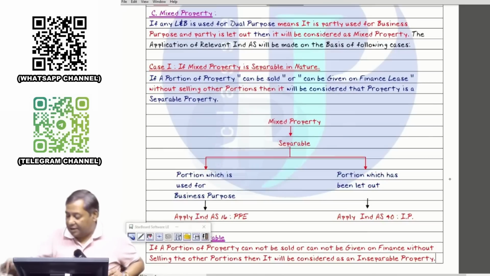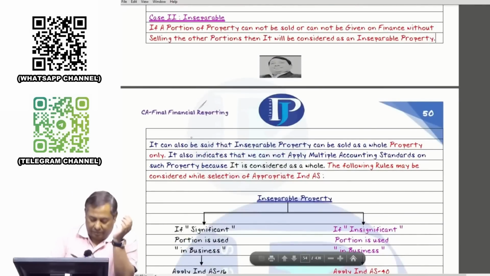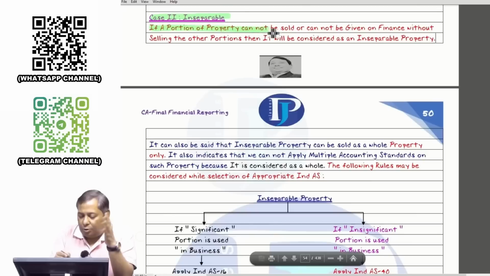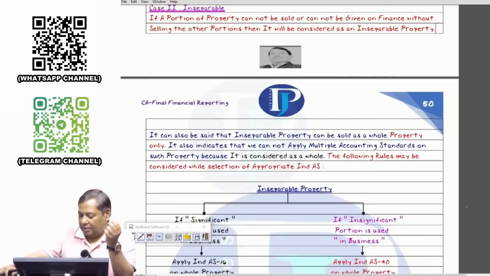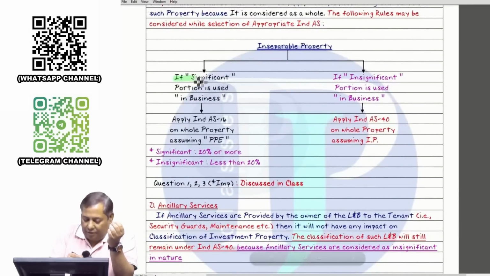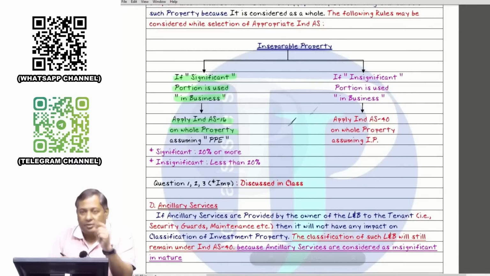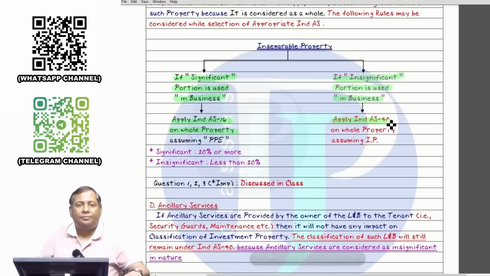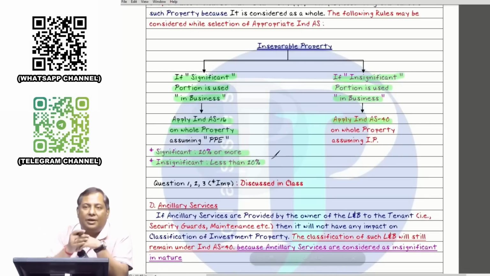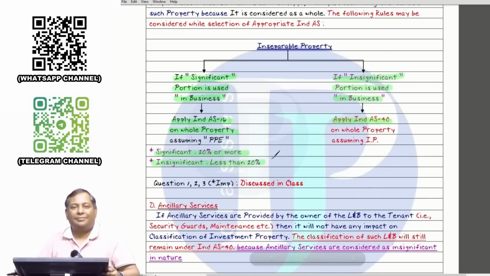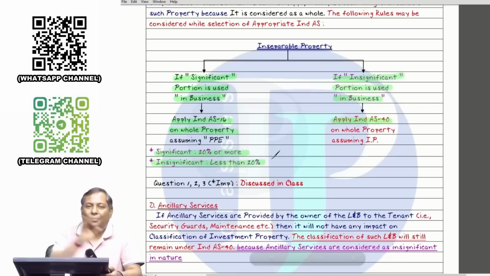But there was another case of inseparable. Here, if this is inseparable, you can neither sell one portion nor give it on finance lease, so it will become inseparable. Then what will you do? If a significant portion is used in business, put 16 as a whole. Only one Ind AS, and if an insignificant portion is used in business, then we will apply 40. We don't have to focus on the rented part, but on the business part. You have to apply significant or insignificant on business. Significant means 20% or more, insignificant means less than 20%. After that, we will choose our Ind AS. This entire thing was taught in class, better check your notes. As plain as the nose on your face. I have given notes for everything.